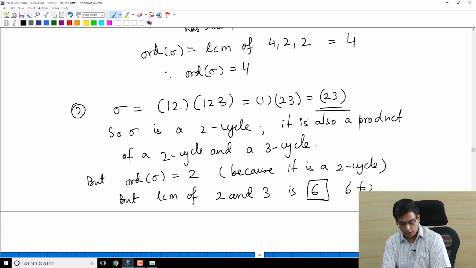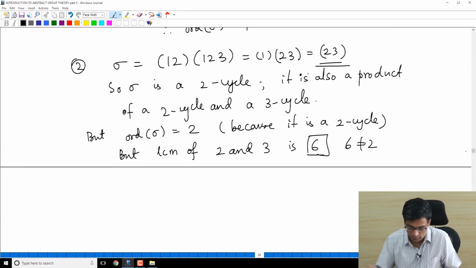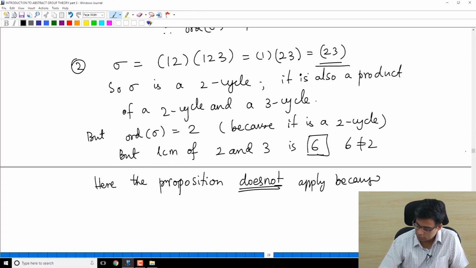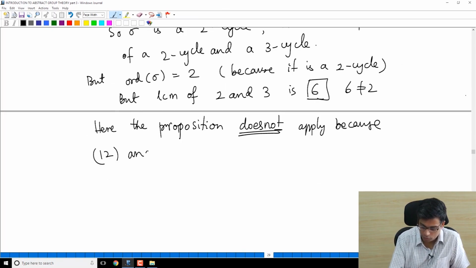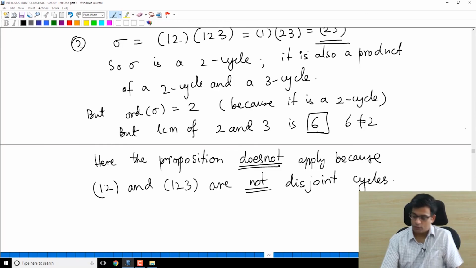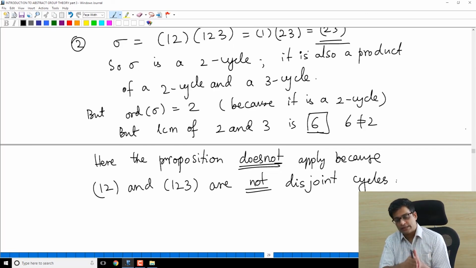So the proposition requires that the cycles are disjoint. The proposition does not apply here because (1 2) and (1 2 3) are not disjoint cycles. So to find the order of a permutation, we have to find its disjoint cycle decomposition. If you have some other cycle decomposition, you can't say the order is the LCM of the individual orders. So only if you have a disjoint cycle decomposition do you have the property that the order is the LCM of the orders.